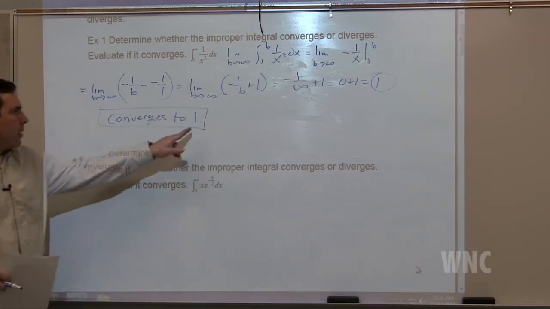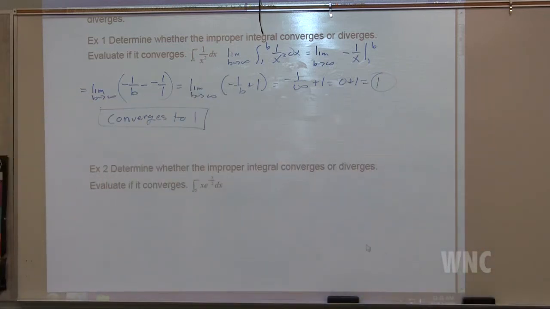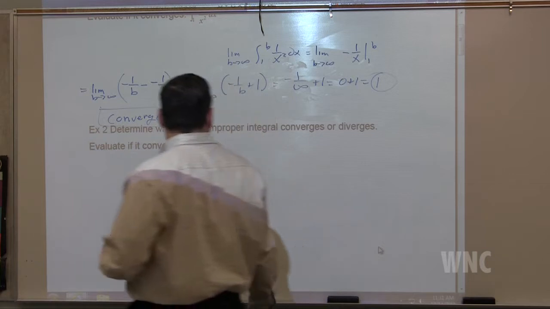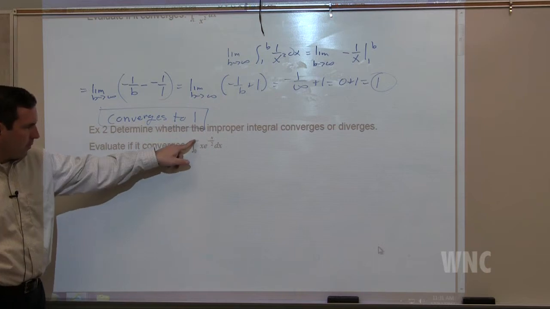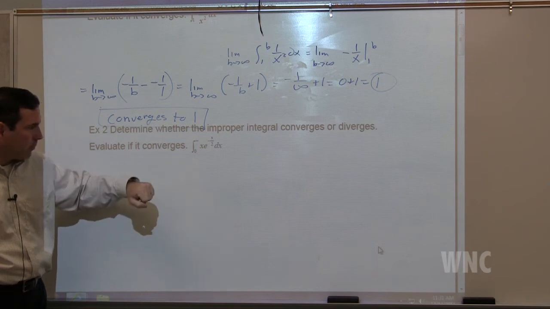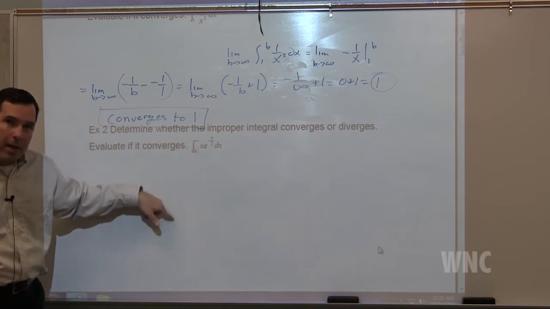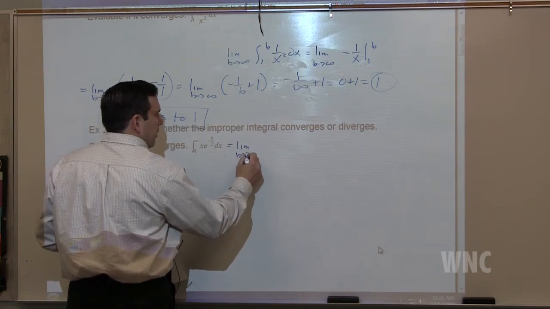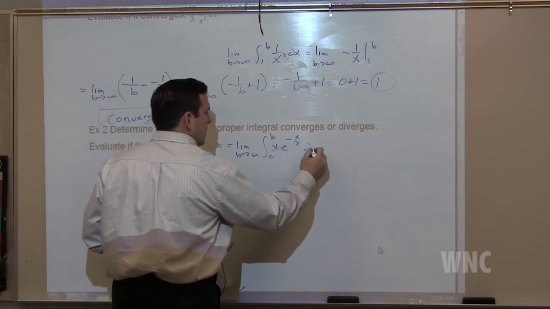Okay, next example. Determine whether the improper integral converges or diverges. Evaluate it if it converges. We have the integral from 0 to infinity of x e to the negative x over 2 dx. Let's do this with integration by parts, because I know this x will go away, the e will not. So we take the limit as b goes to infinity of the integral from 0 to b of x e to the negative x over 2 dx.